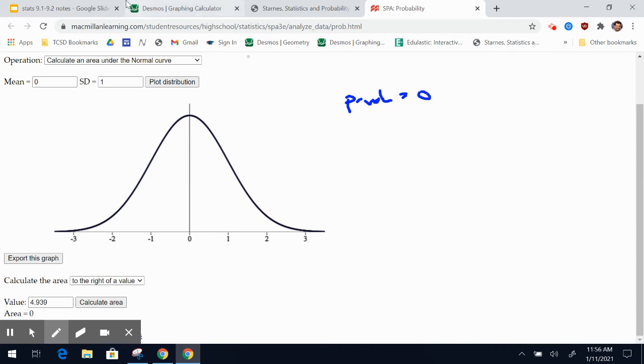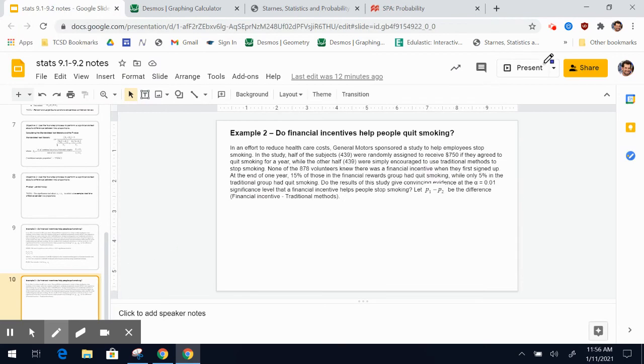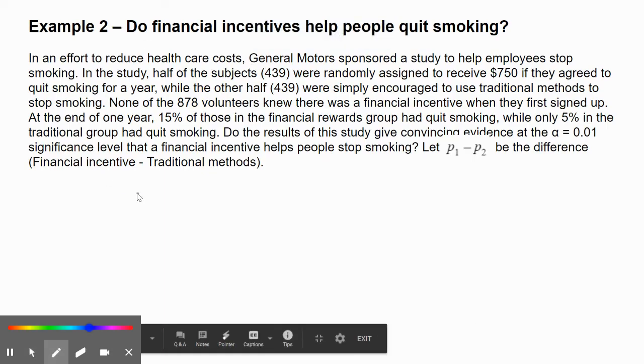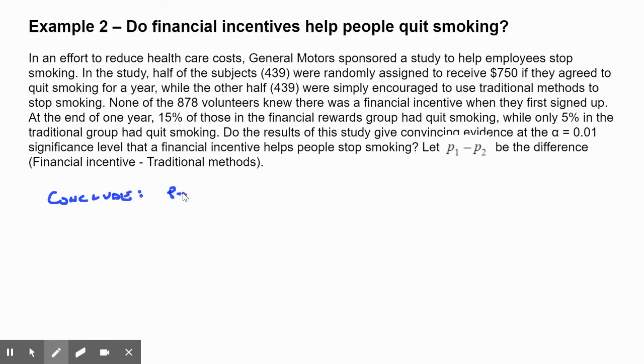Okay, so now let's go back to our notes and let's conclude. So what in the world does that mean? Well, we're still going to use the same conclusion we did before. So to conclude, p-value of 0 is less than 0.01, so we reject the null. Same idea. If we reject the null, that means we found convincing evidence.